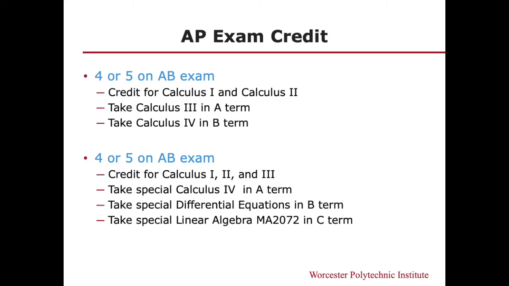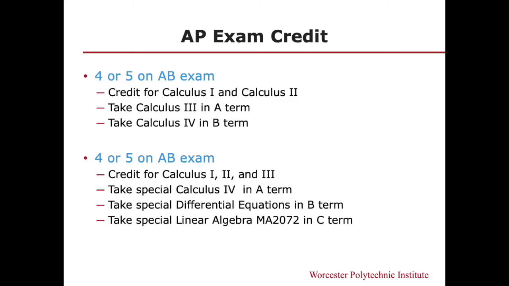The natural course of action to take if you enroll with this type of AB credit is you take Calc 3 in A term and Calc 4 in B term. And notice this lines up well with either the theoretical versions of Calc 3 and 4 or the traditional versions.